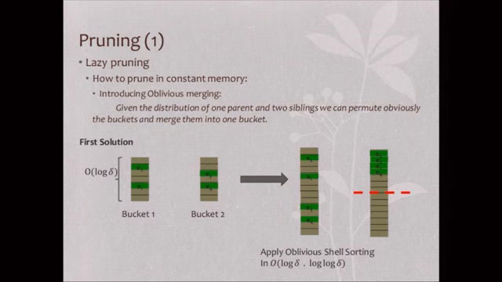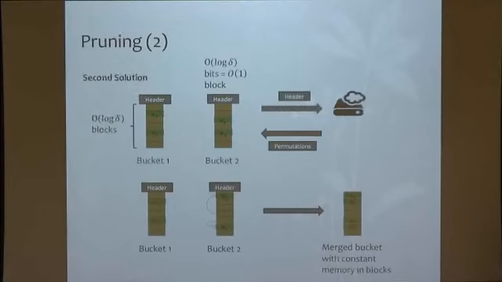The problem of this algorithm, for example, one of the best is oblivious shell sorting, which is if you have n elements in your buckets, in your array, you will do the oblivious sorting in n log n. Okay? So we want to do something better than that. So what we thought about is, this is the first solution that I have described. We don't have n, we have log delta elements per bucket, so we have log delta, log delta.